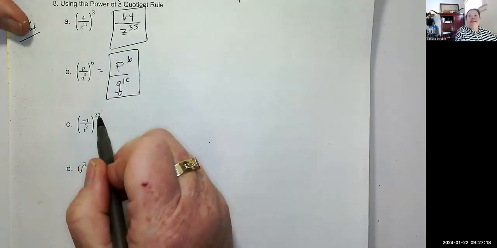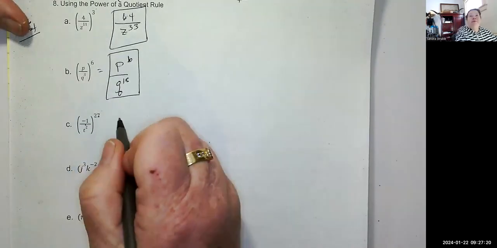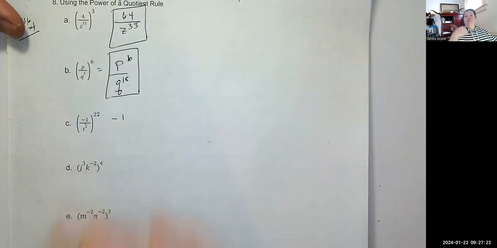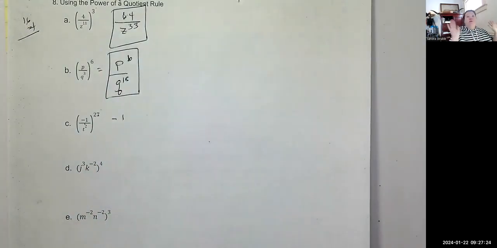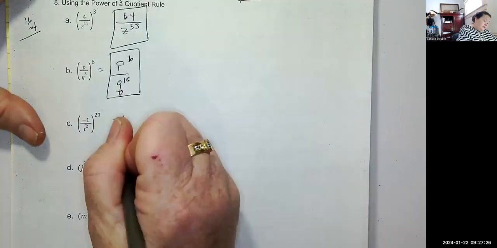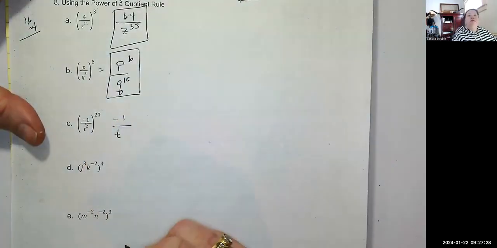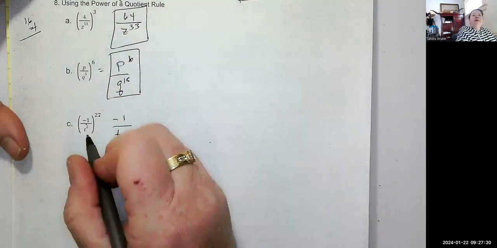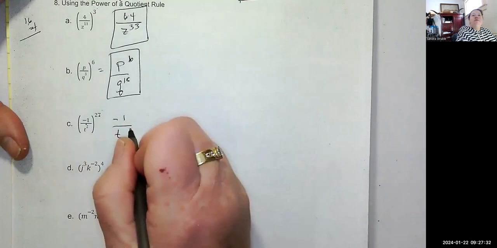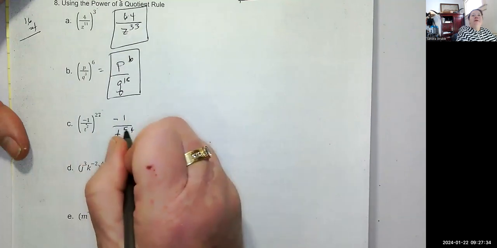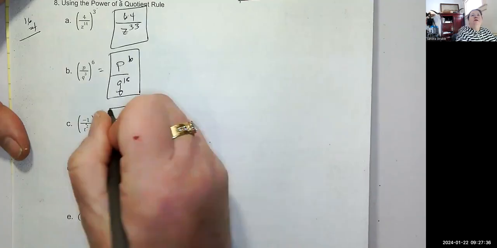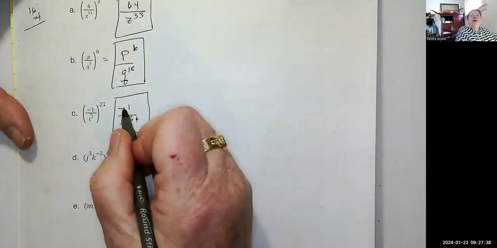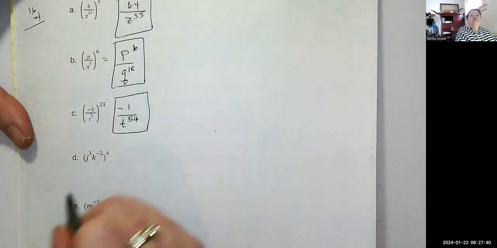-1 to the 27th, it's going to be negative because it's an odd. So -1 times -1 times forever and ever, it's going to be -1 over T to the, so 2 times 27 is what? 2 times 7 is 14, 54. Looks right. So -1 over T to the 54.